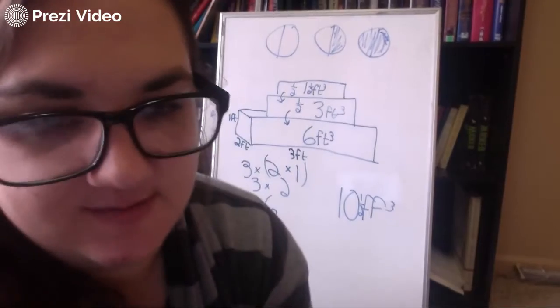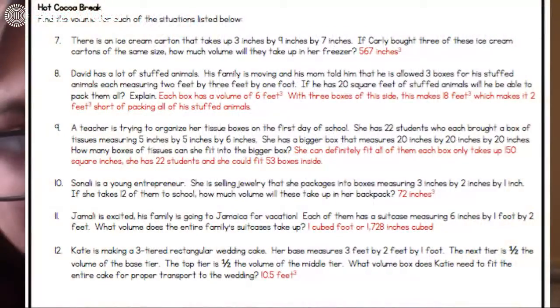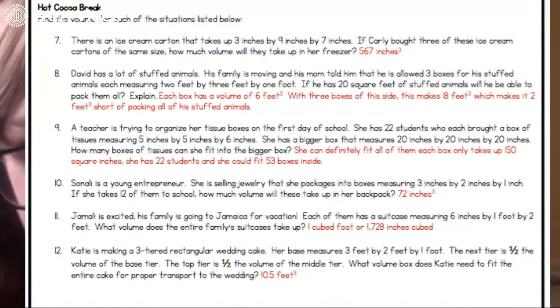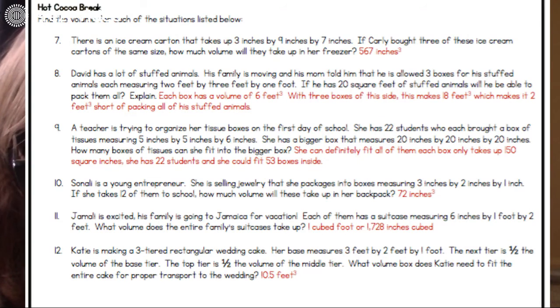Let's show the answers. Would help if I put them up. So here are all of your answers. So for number, with my math book in front of me, number 1 and 2, we did together. Number 3, a teacher is trying to organize her tissue boxes on the first day of school. She has 22 students who each brought in a box of tissues measuring 5 inches by 5 inches by 6 inches. She has a bigger box that measures 20 inches by 20 inches by 20 inches. How many boxes of tissues can she fit in the bigger box?